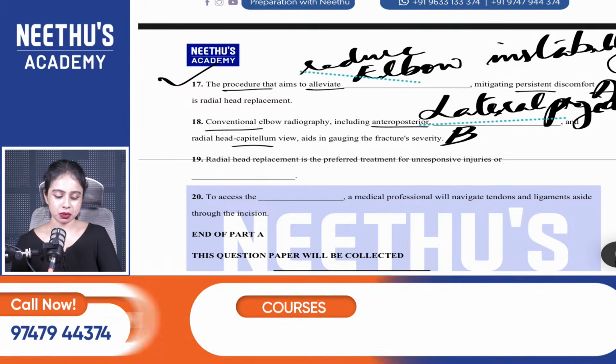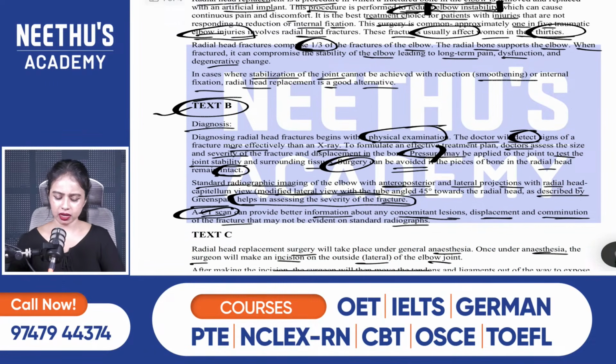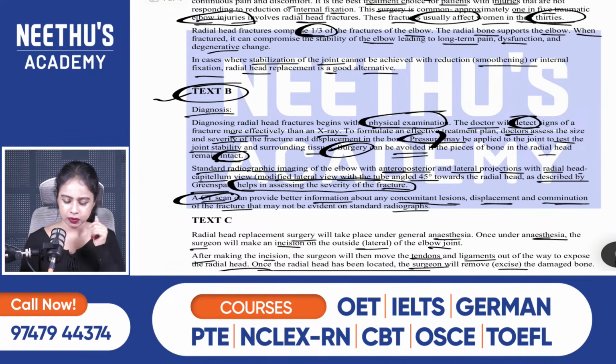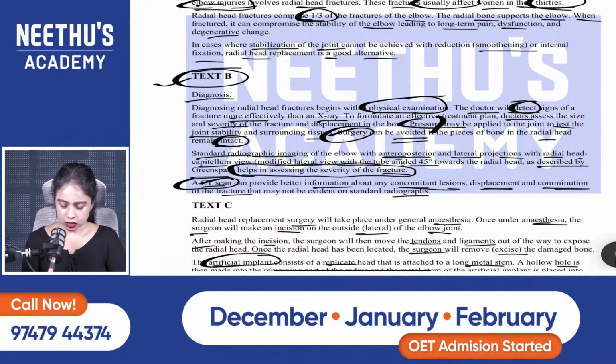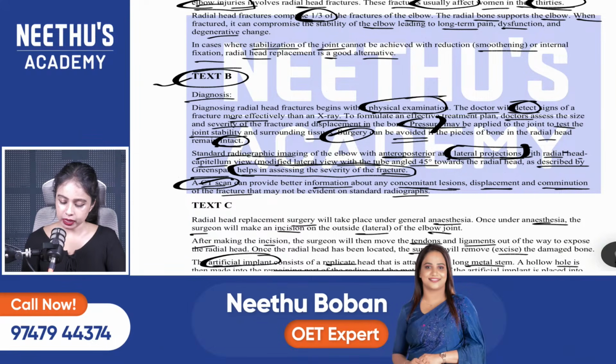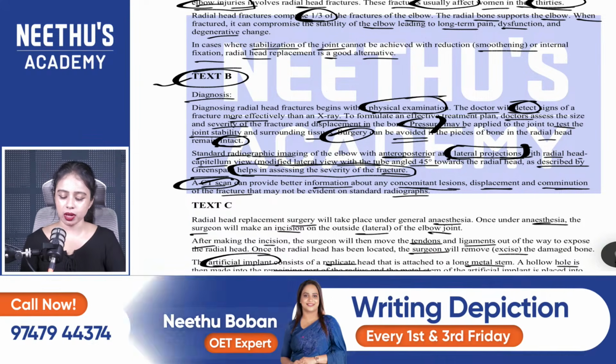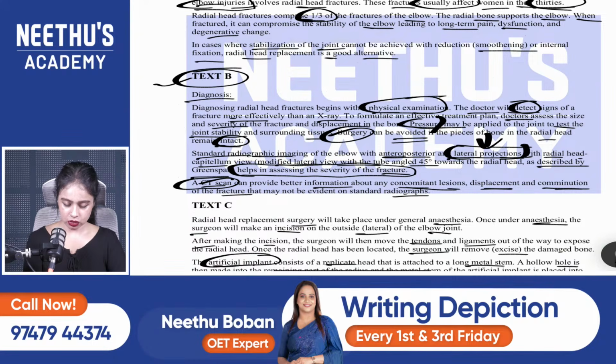Okay. The answer is mentioned in text B. Again, it's a very direct answer. Not that much direct, yeah, but still. And that is mentioned in text B. I think here. Anterior, posterior keyword, lateral projections. So the answer is lateral projections with radial. So all other keywords are mentioned there. So the answer is lateral projections.